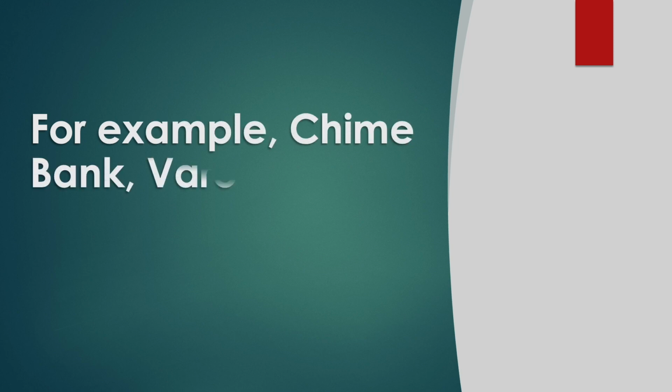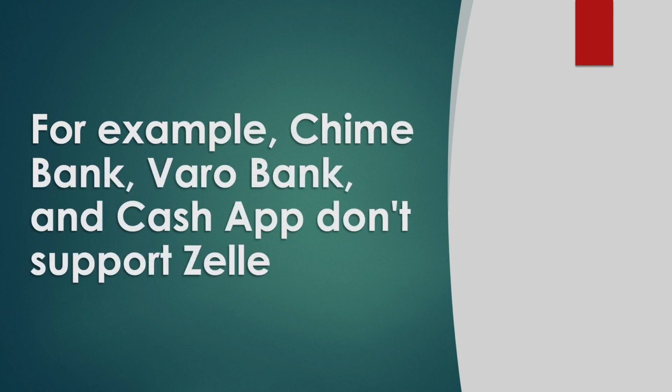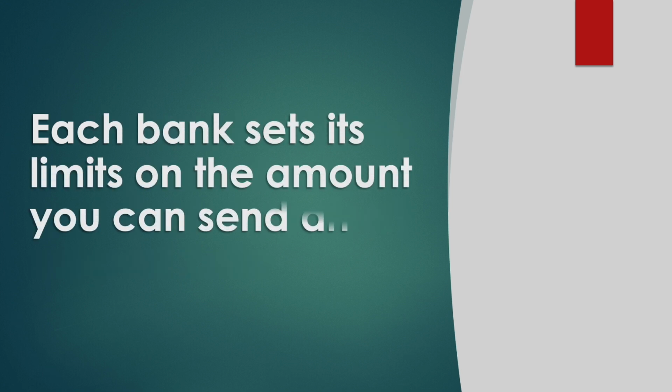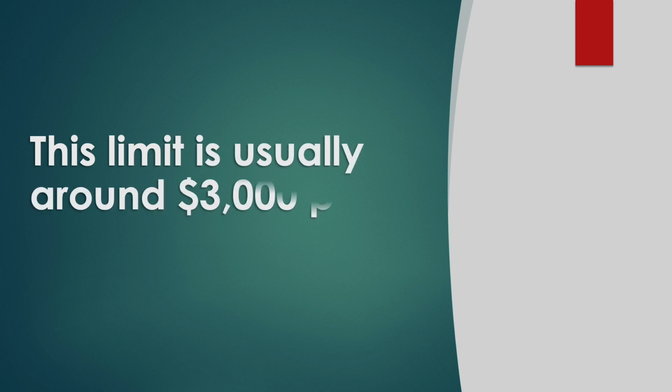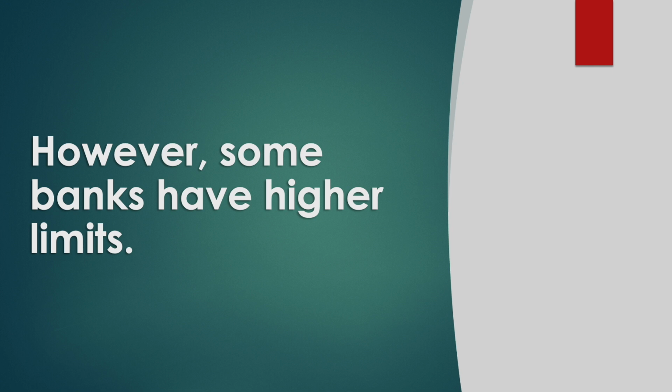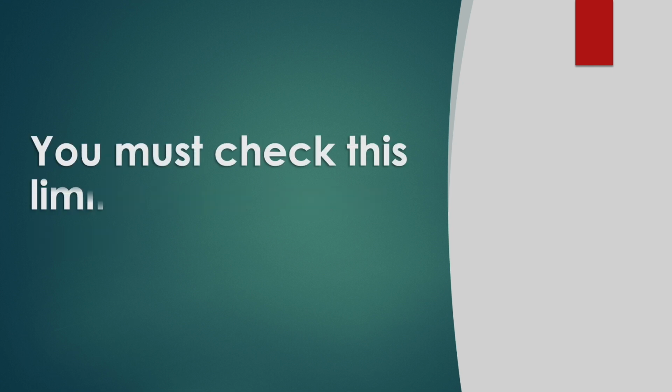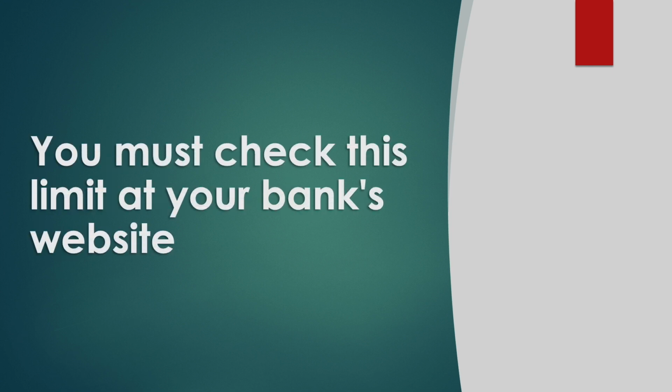For example, Chime Bank, Verabank, and Cash App don't support Zelle. Each bank sets its limits on the amount you can send and receive. The limit is usually around $3,000. However, some banks have higher limits. You must check this limit at your bank's website.